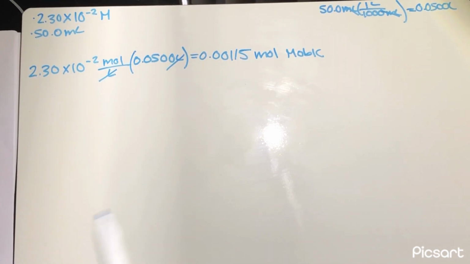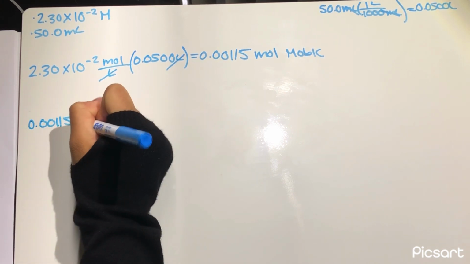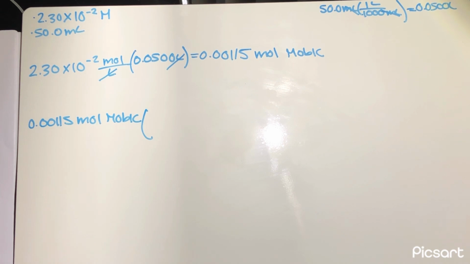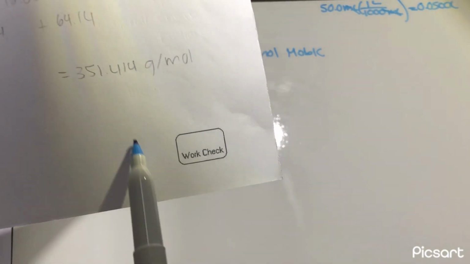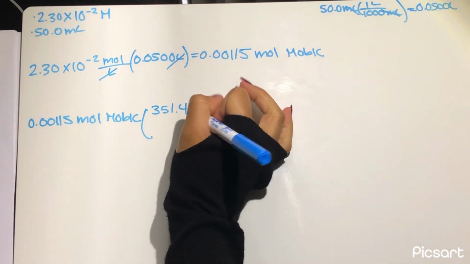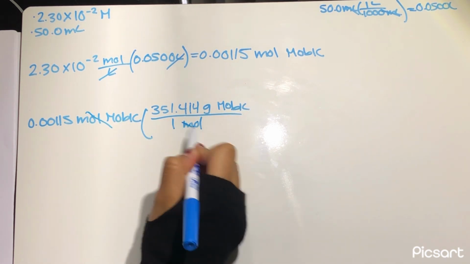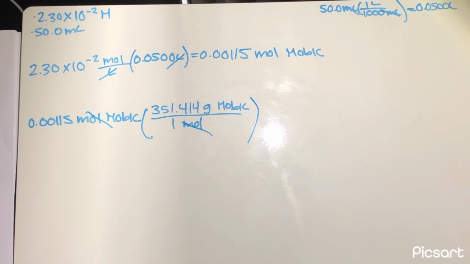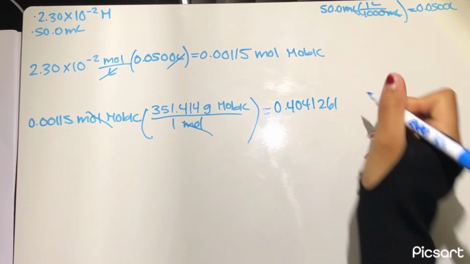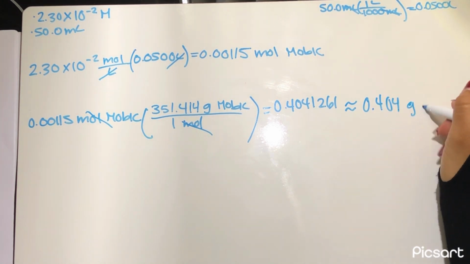Then you would use that to find the grams of Mobic. You would start off like this, and plug in the number that we got on page 6, the weight of the drug, which is the weight of Mobic. So 351.414 grams of Mobic, and then you divide that by 1 mole. You cancel out the moles, and it leaves you with grams. Once you calculate that, you get 0.4041, and then you round it and get 0.404 grams of Mobic.